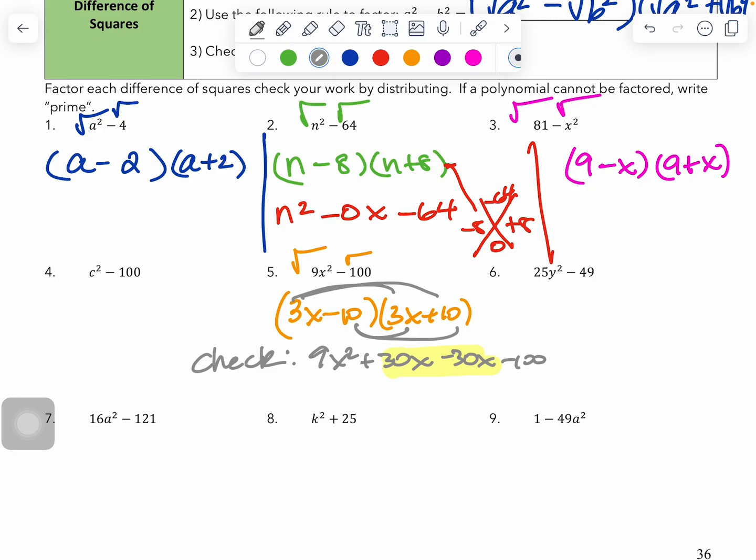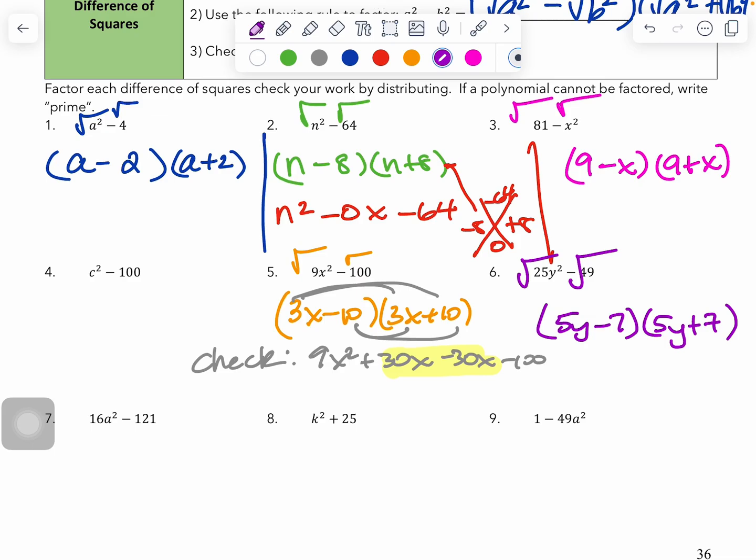Let's try number 6. Square root both of these. Try this on your own for a second. Will you square root both of these and tell me what you get? So we're going to take the square root of each. We get 5y minus 7 and 5y plus 7.